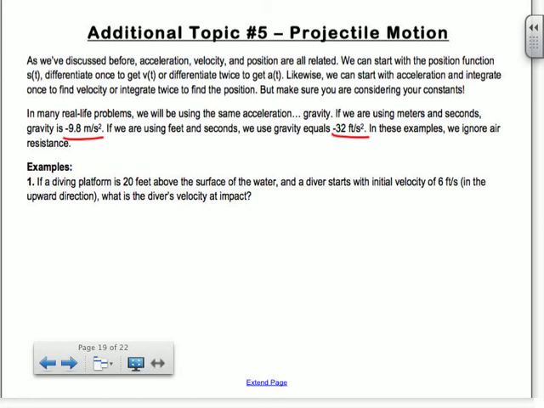In these examples, we're going to ignore air resistance, although air resistance would be very important, especially in number 4 when we're shooting a human cannonball and we want to know where to put a pillow, right? That would be bad. All right, so number 1.